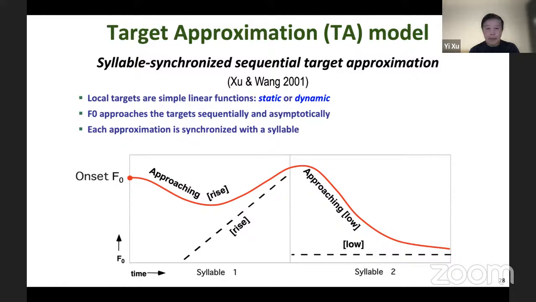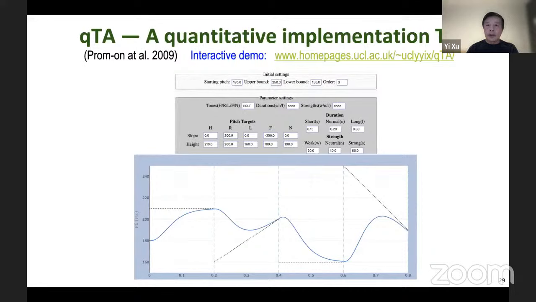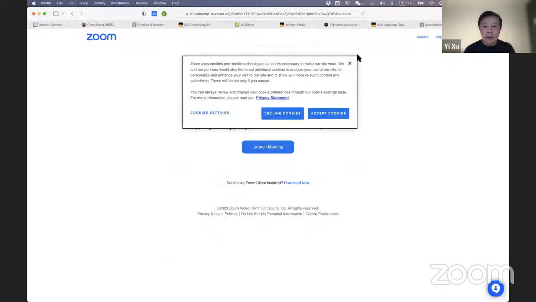And this model is implemented as QTA, which has a demo program. I encourage you to go to the website and play with it. So I'll show you here. Right, this is the one.